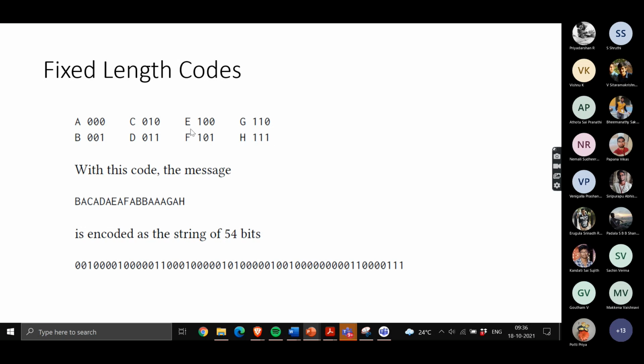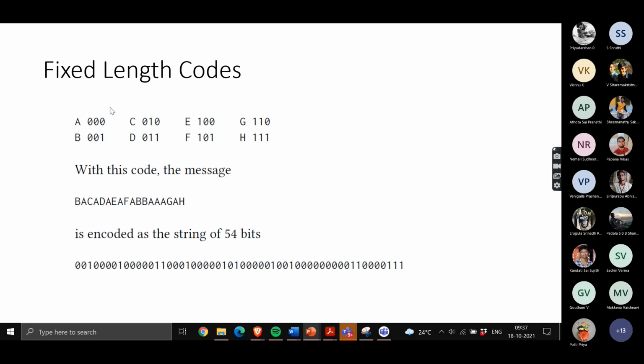So by using this coding method, how do we represent this message? The message is BACADAEA, like that. How to encode this message? Using this convention, you can assign some binary pattern to each symbol. Considering the symbols and the corresponding patterns, you go for the first character B, and what is the equivalent code? 001. So you will write 001. Then A, it is 000.